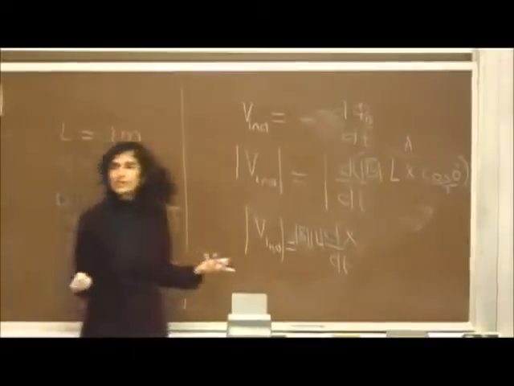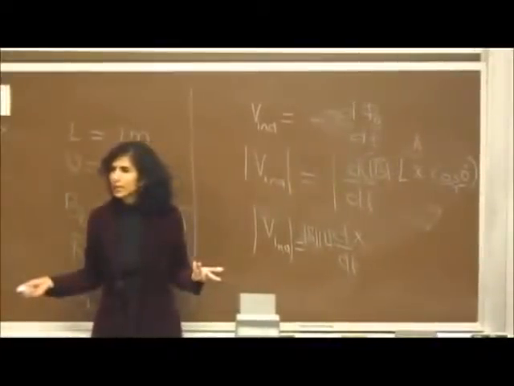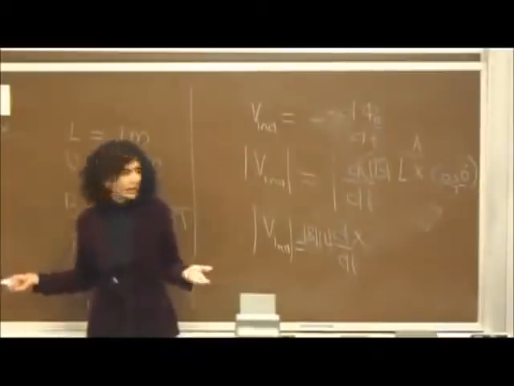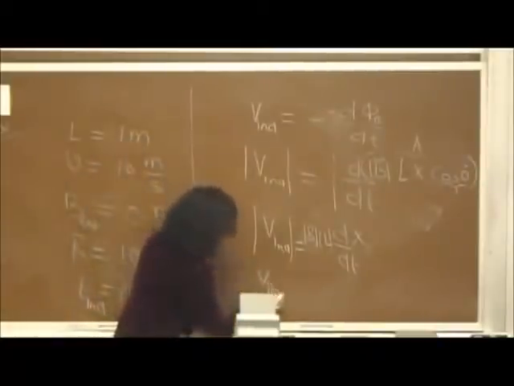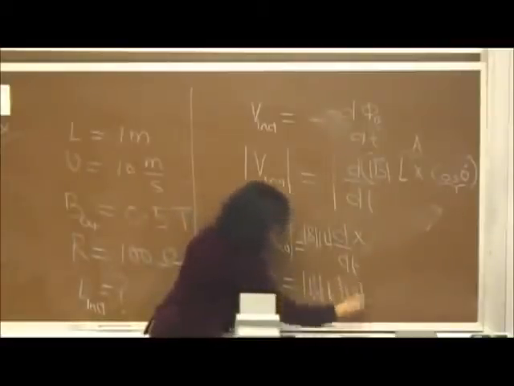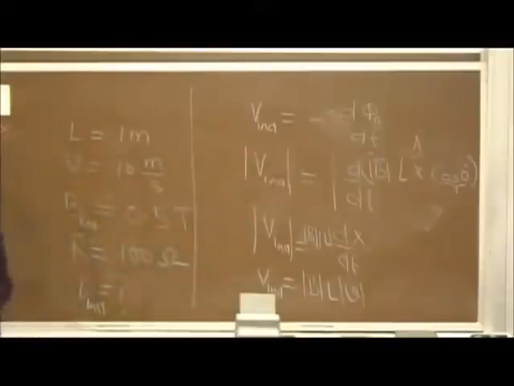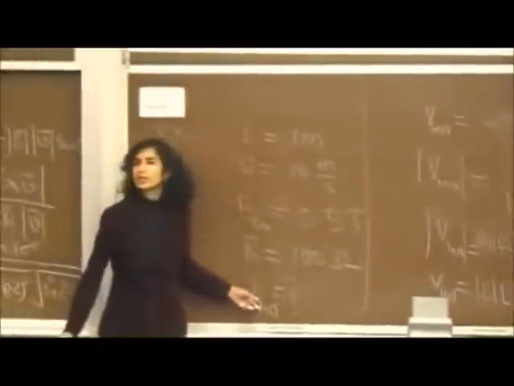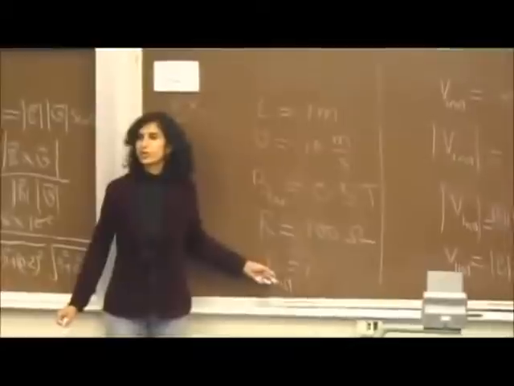Very good, that's the speed with which I'm pulling it. Isn't that the speed, dx over dt? So you can see that V induced then is going to be BLV. This is the speed. So then, do I know I induced? What is it, folks?